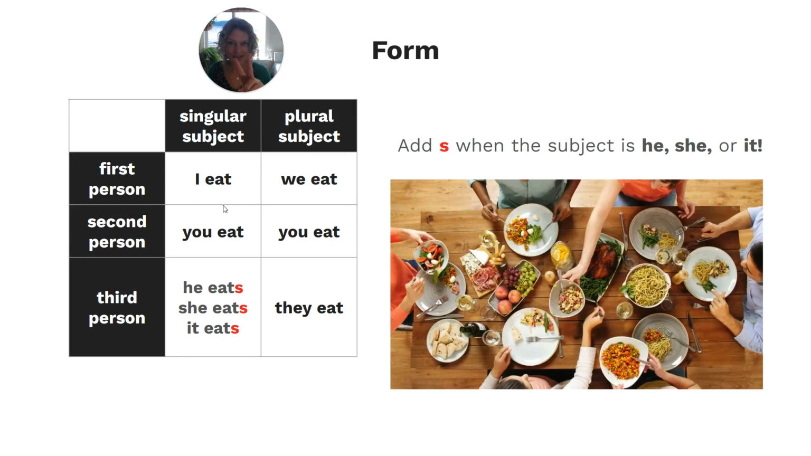Second person is you, and it's also singular, right? There's only one of you. And again, very easy, just the base form of the verb.